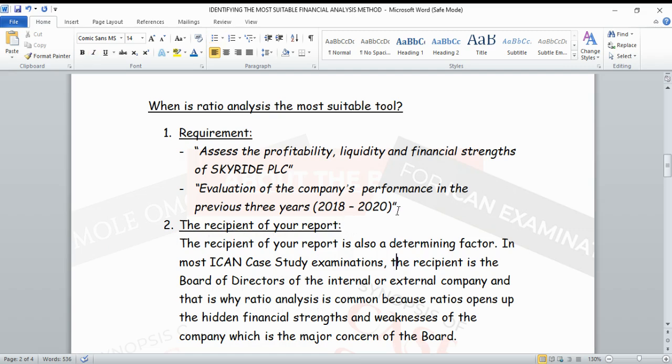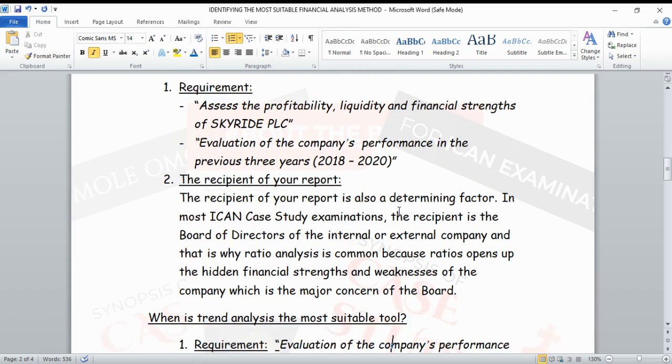So the second thing is that the recipient of your report is also a determining factor. Now, let's take for instance, if you are an investor, right? And you want to invest in a company, what will you be concerned about?